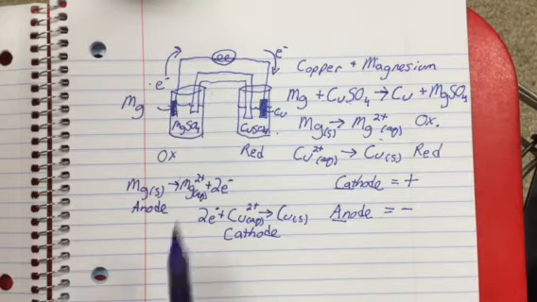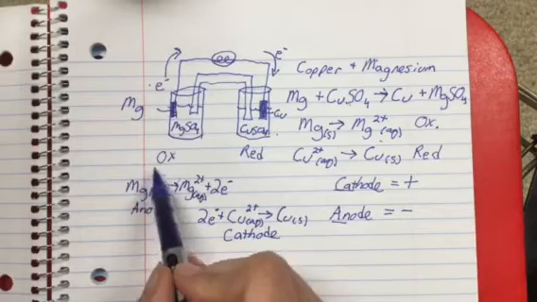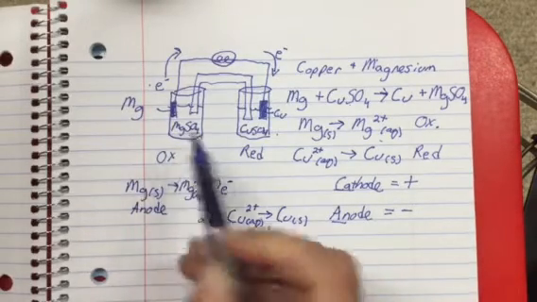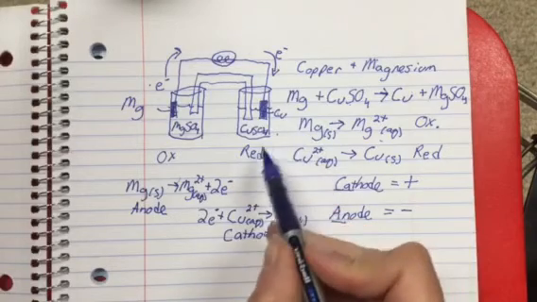So again, I asked in the doc what it looks like. What are you really going to see? Well, the oxidation half cell is going to look like a piece of magnesium and some magnesium sulfate. The reduction one is going to look like a copper in the copper sulfate.